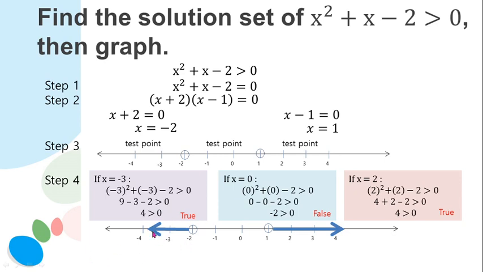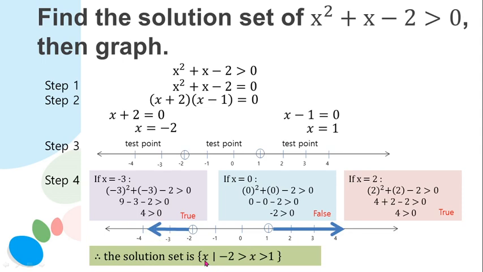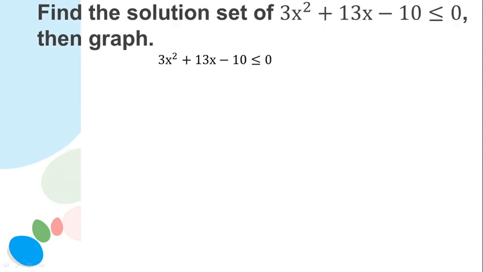So take note, you need to draw the arrow to indicate that the number line goes on to positive infinity, while here the solution set goes on up to negative infinity. Okay, so therefore the solution set is the set of all x such that x is less than negative 2 or greater than positive 1. Okay, so let us have another example.